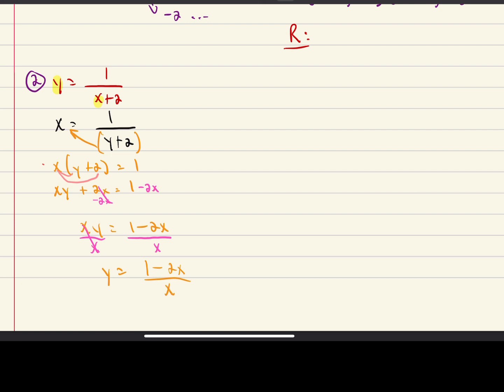Right away we can already tell our domain. The domain: x cannot equal 0, because otherwise you're going to get 0 as the denominator, and that is undefined. So x cannot equal 0. When we write it in interval notation, it is negative infinity to 0, excluding 0, union, 0 to positive infinity, with the exception of 0, all real numbers in the positive infinity direction.